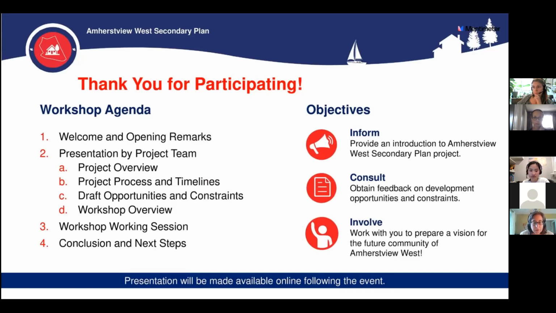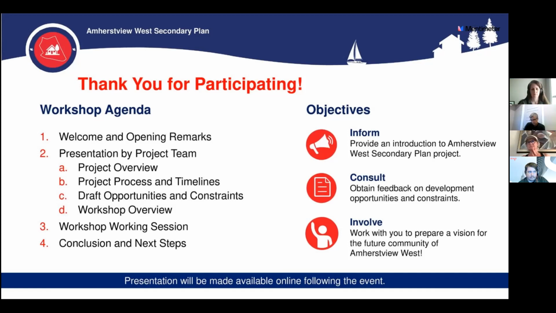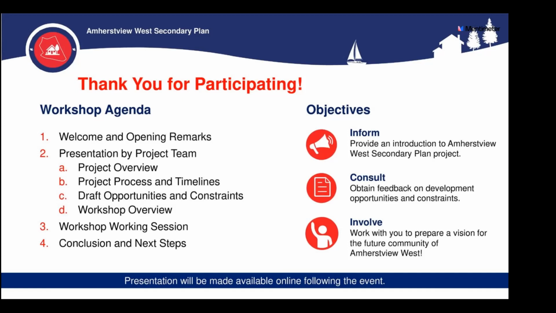The three main objectives for today's workshop are really to inform the public and provide an introduction to this project. We want to consult and obtain feedback, particularly on any other information that we should be cognizant of on the development opportunities and constraints. And we really want to involve the community in preparing a vision for the future community of Amherstview West. So we're all here as a team to work together and learn from each other and help develop this future area. Following the workshop portion, we will go over the next steps in terms of the secondary plan project, and we'll also open the floor up for any questions and answers.